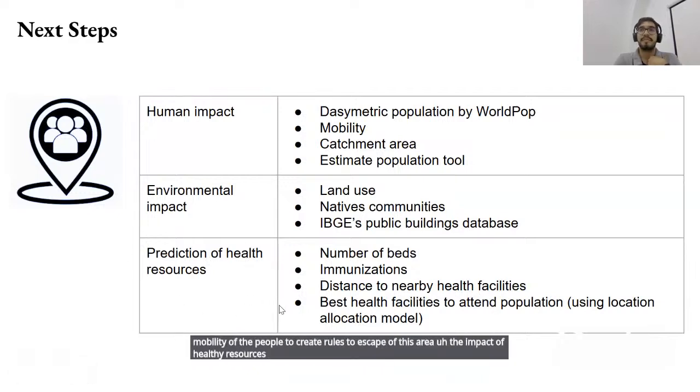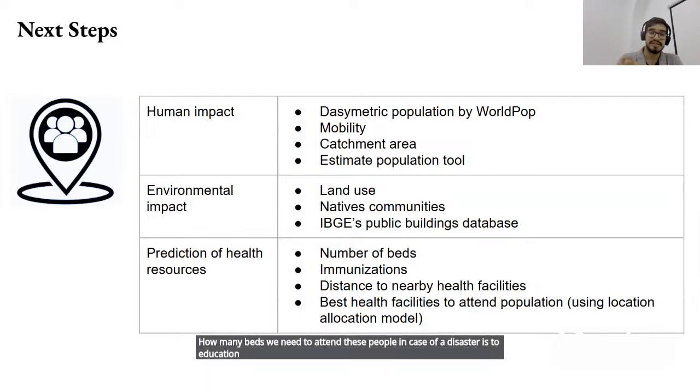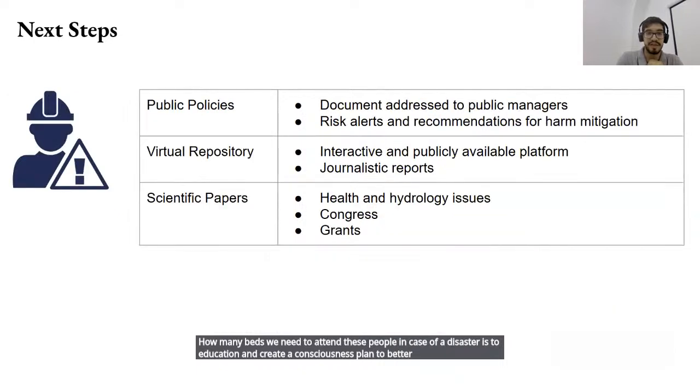What is the closest hospital for the people? Where do the people need to go? How many beds do we need to attend to the people in case of a disaster? Also medication, and creating a contingency plan to better support this population.